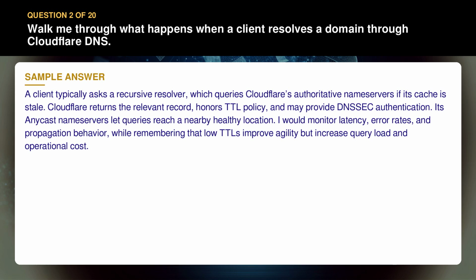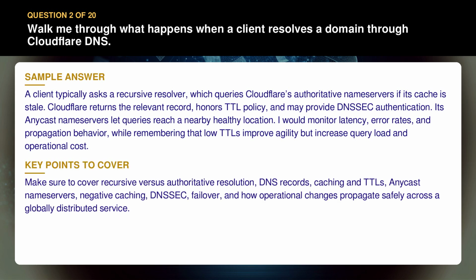I would monitor latency, error rates, and propagation behavior, while remembering that low TTLs improve agility but increase query load and operational cost. Make sure to cover recursive versus authoritative resolution, DNS records, caching and TTLs, Anycast nameservers, negative caching, DNSSEC, failover, and how operational changes propagate safely across a globally distributed service.